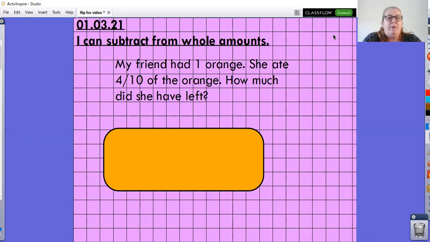Great. So you should have had a go at the question now. It says, my friend had one orange. She ate 4/10 of the orange. How much did she have left? Okay. So when I look at this question straight away, I can see if there are 4/10 of the orange, she's divided that orange into 10 parts.